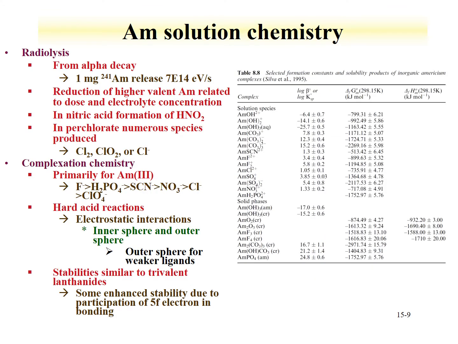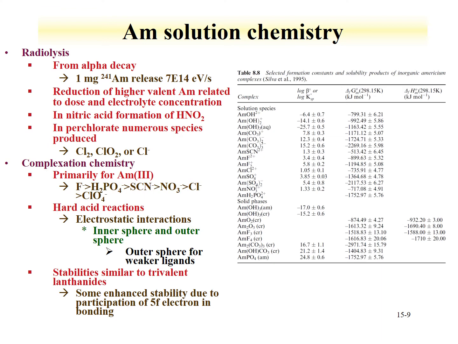The solution chemistry of americium can also be complicated by radiolysis. The energy from the alpha decay releases enough energy into the system to form species that will influence the redox state of the americium. In nitric acid, for instance, nitrous acid can be formed. In perchlorate, a number of species can be formed. All these influence the resulting speciation and oxidation state of americium. And you'll see differences between the 241 and 243 isotopes, as was discussed earlier in the lecture.